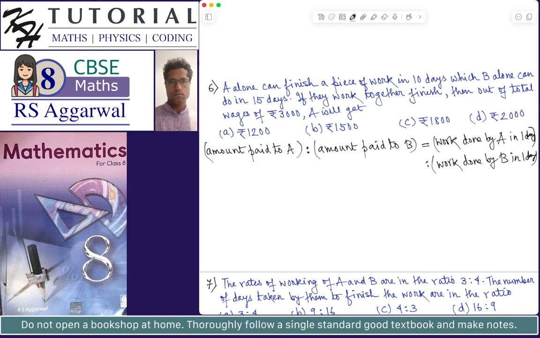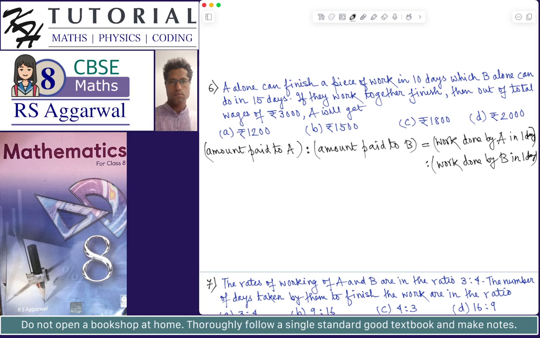So we are saying that amount paid to A and amount paid to B, this ratio will be in proportion to the work done by A in one day and work done by B in one day. Now, on the right hand side, you can also consider the total work done by A to complete the work and the total work done by B to complete the work. That ratio and this ratio, that is work done by A and work done by B in one day, will be the same. Okay.